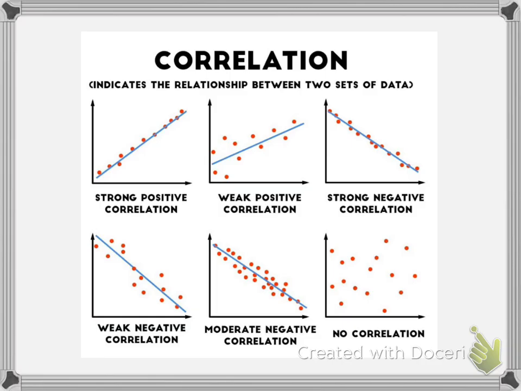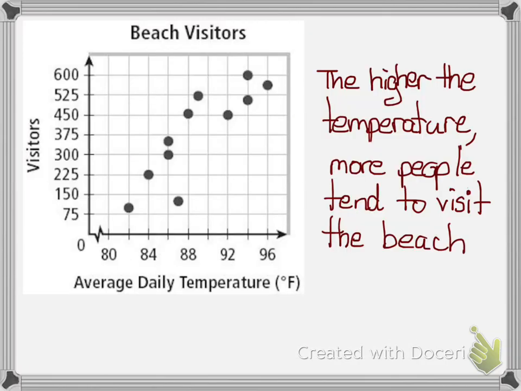Let me give you some scenarios or examples so you can see what I'm talking about. In this example, as you can see, the scatter plot is relating the two sets of data, the average daily temperature and the visitors at the beach. If you notice, it is a positive correlation. Since the dots are not as close together, it's fair to say that it's a weak positive correlation. And what we can also conclude is that the higher the temperature is, more people tend to visit the beach. That's why it's a positive correlation.